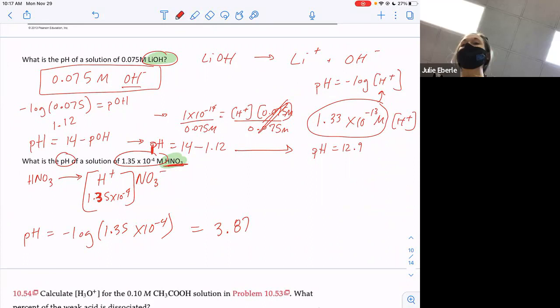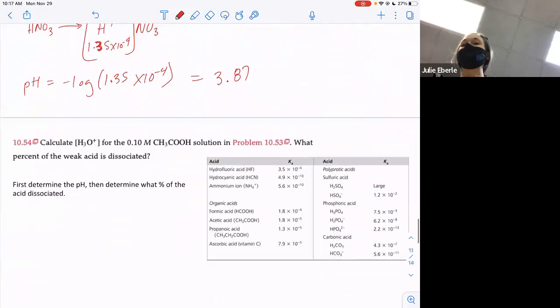If you're dealing with a base, and I ask you what the pH is, you're going to have to use either Kw or the pH plus pOH equals 14 equation. But if you're dealing with an acid and it's a strong acid, you directly know the concentration of H plus, you just plug it into pH equals negative log of H plus.